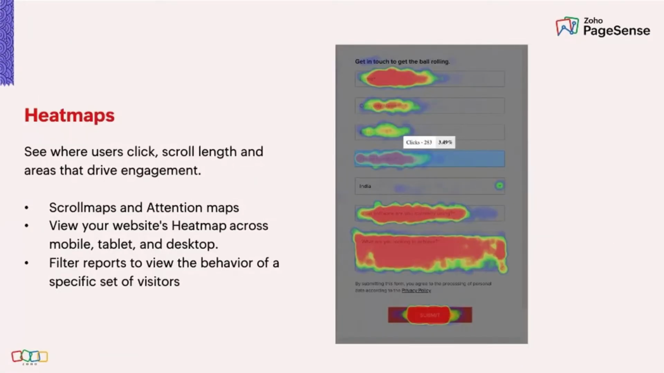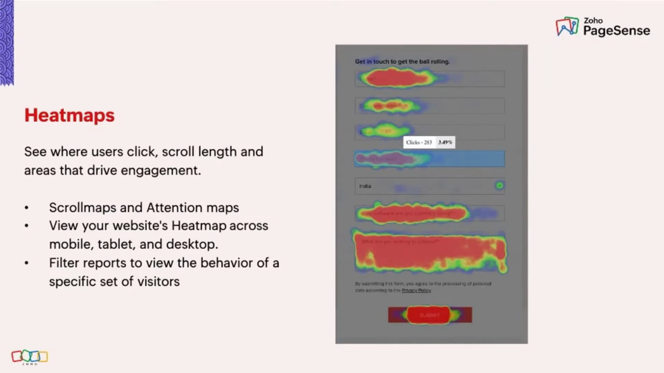So moving on to heat maps. Heat maps in PageSense. So PageSense offers heat maps to track clicks and mouse movements. Scroll map to understand the scrolling pattern. Attention map to understand the sections which customers are most engaged with. You can track their interactions with static and dynamic elements like the pop-up menus, slider carousels, and drop-downs.